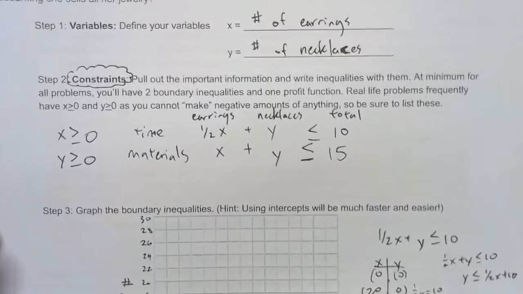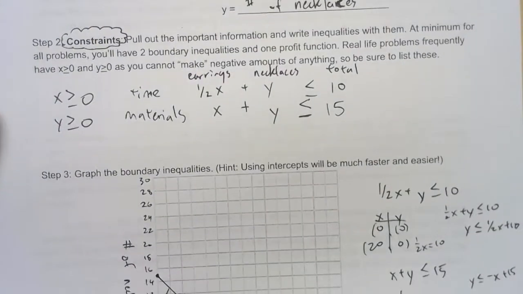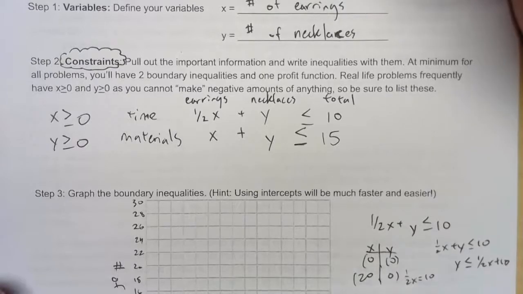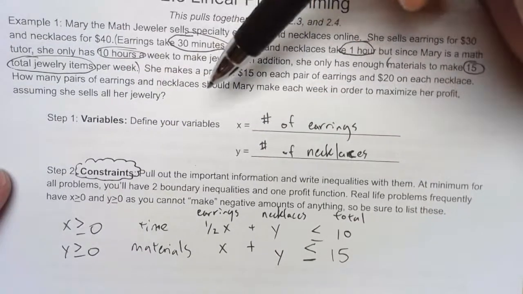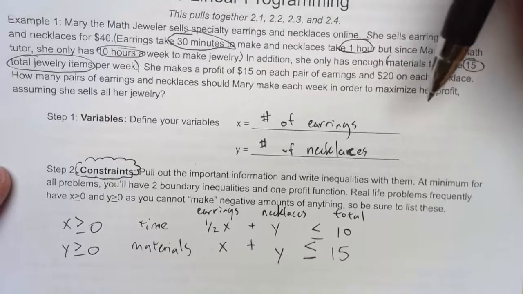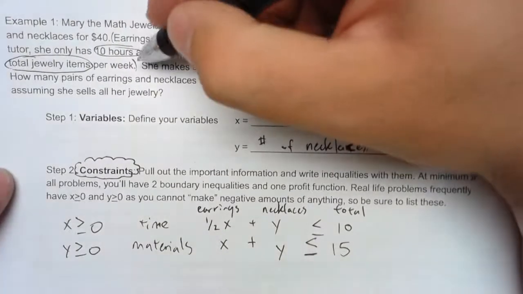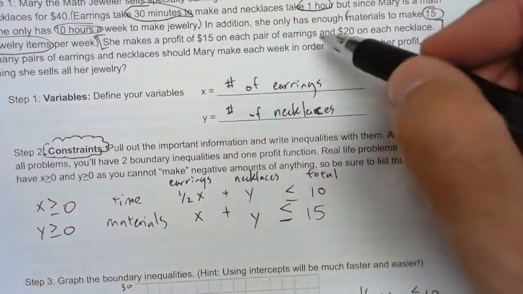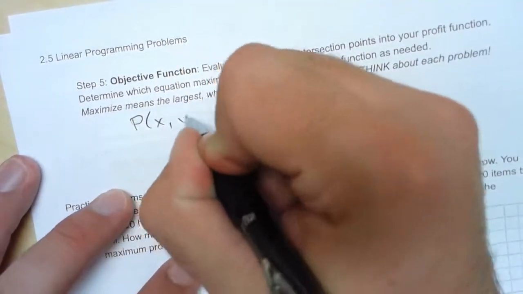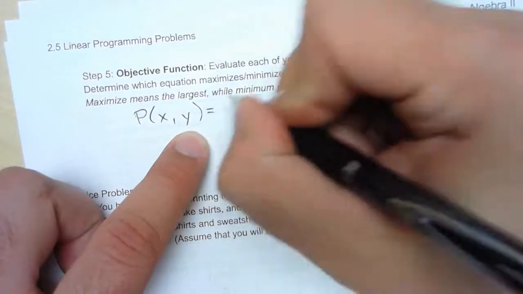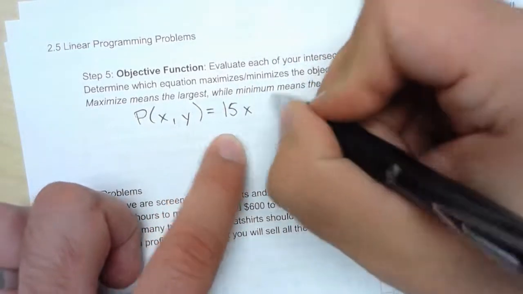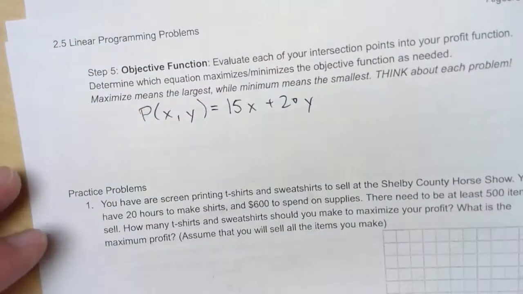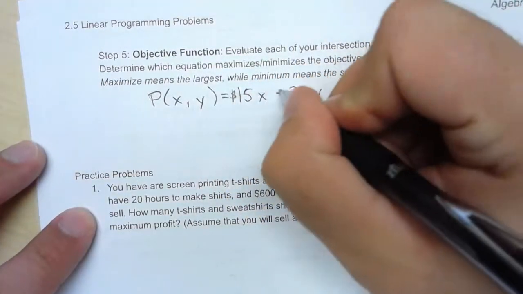So before we get to our objective function, we need to figure out what she was asking. We've done all this stuff so far, but we don't really know what she was asking. She was asking how many pairs of earrings and necklaces should Mary make each week in order to maximize her profits. So this sentence right here tells us our profit statement. We know our profit is 15 per pair of earrings and 20 per each necklace. So if we're writing stuff down, we know that our profit equation, so input of both our number of earrings and our number of necklaces, is going to come from $15 per pair of earrings plus $20 per necklace. And you can put dollar signs if you want to. I mean, that makes sense, right?